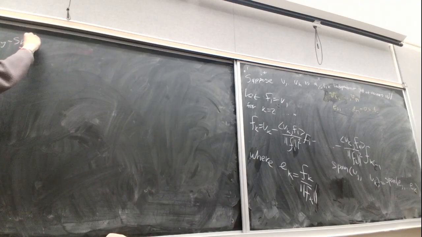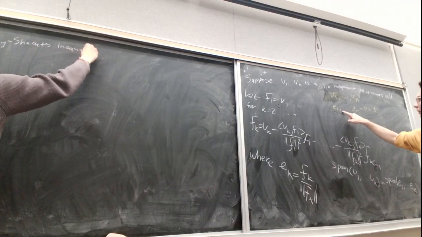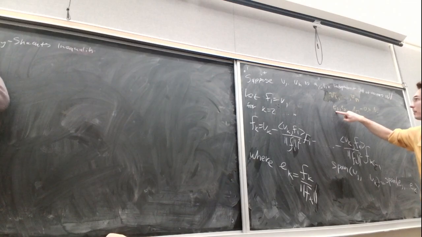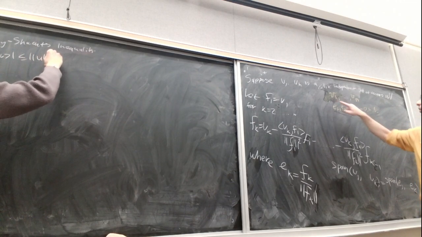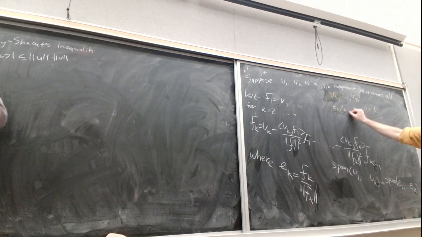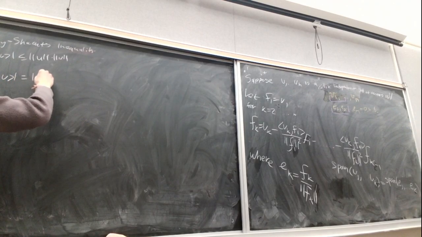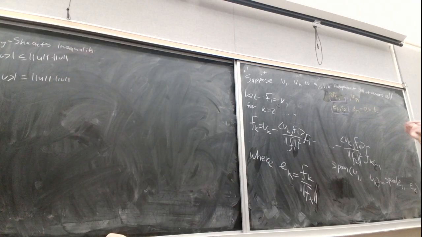And how did I do this? E1 was in the span of V1. E2 was obtained from V2 and E1, but E1 was obtained from V1, so E2 was obtained from V2 and V1. So E2 is in the span of these two. E3 is in the span of these three, and so on. And so I get this property, that the span of these is the same as the span of these. This is the key relation between this basis and this basis.